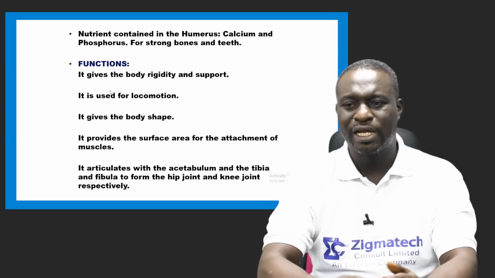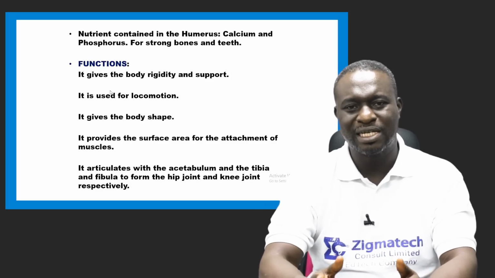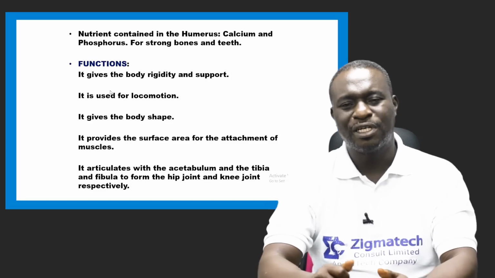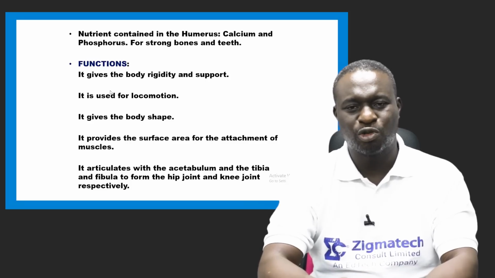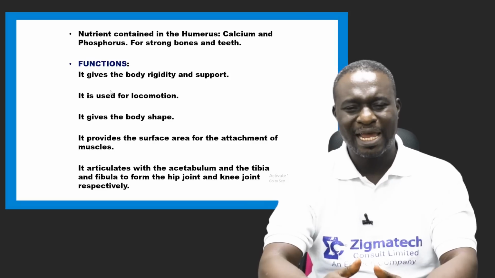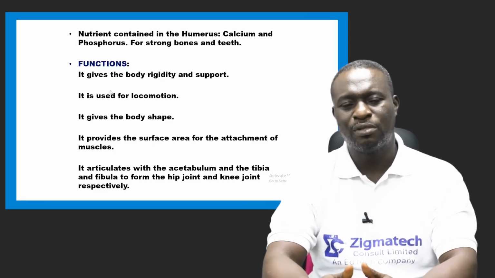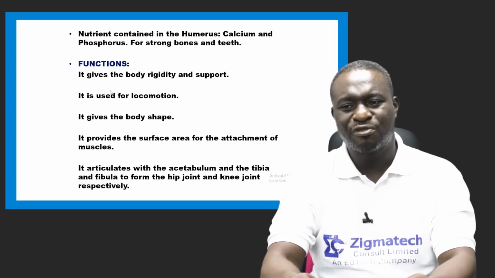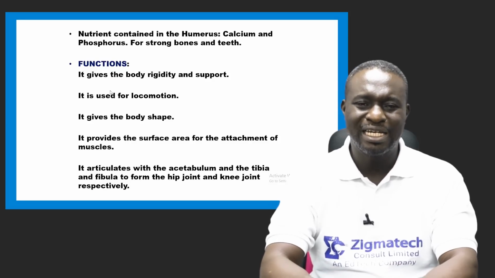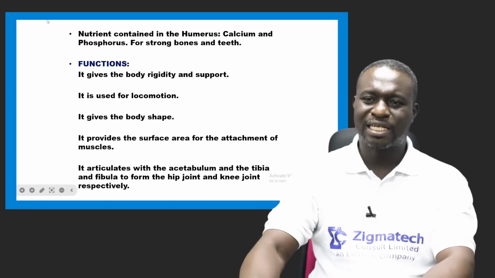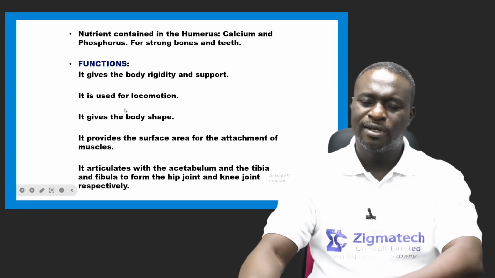All right. So by this, what it means is that the head of the femur fits in with the acetabulum to form the hip joint, and the end of the femur, which is the condyles, fit in with the tibia and fibula to form what? The knee joint. So these are some of the functions of the femur.